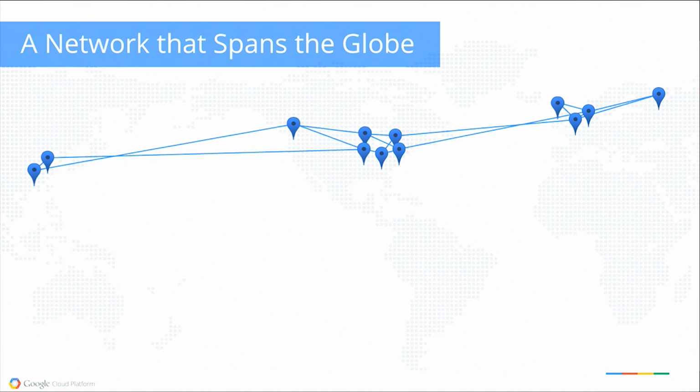We have our own private fiber network, and Compute Engine taps into that. It's built on Google data centers, and it really allows you to do things that you've never been able to do before on previous cloud platforms just because you're running over Google's private fiber.